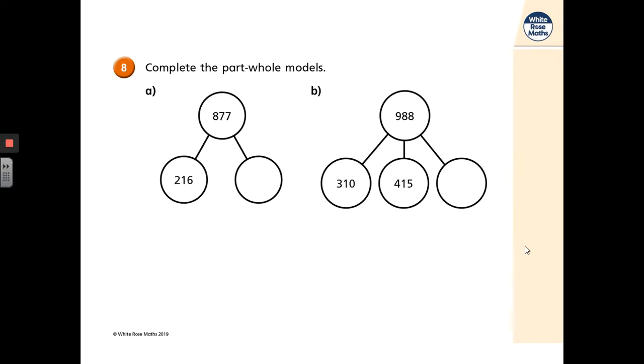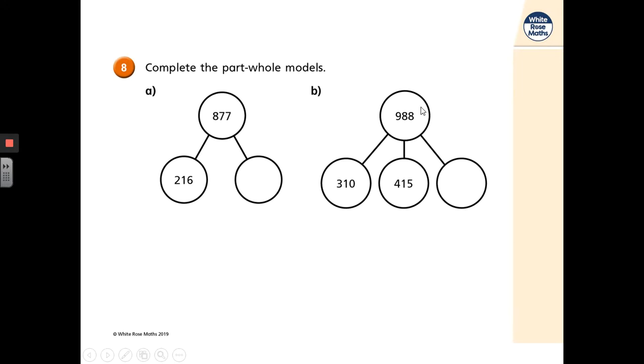Number 8, it says complete the part-whole models. Now, with a part-whole model, as we know, the top one, the one which has got all the lines coming out of it, so this one's got 2 coming out, this one's got 3 coming out, that one will be our biggest number. All the other ones will be smaller than that, because that is our whole, and these are both a part of that whole. So these two numbers make up this number. So if this is my answer, my biggest number, then this one and this one would add together to make this one. So to find this one, I would do this, take away this.